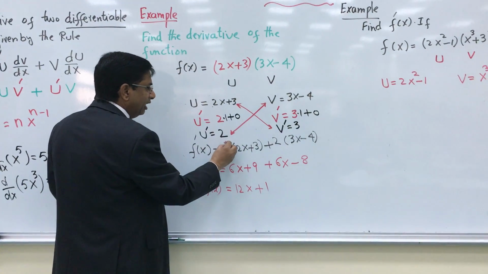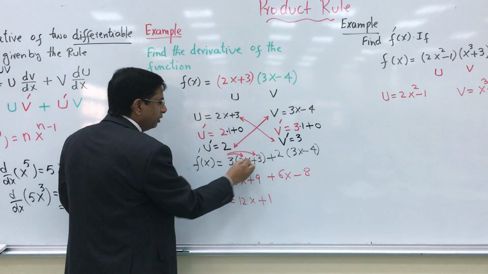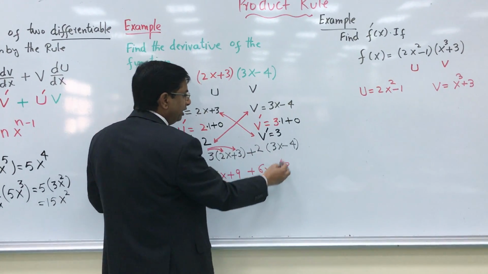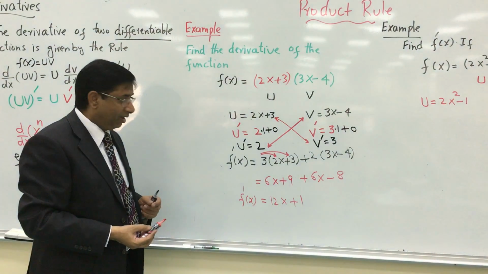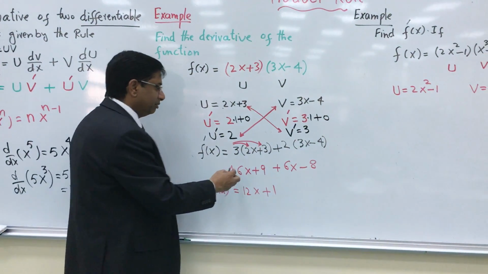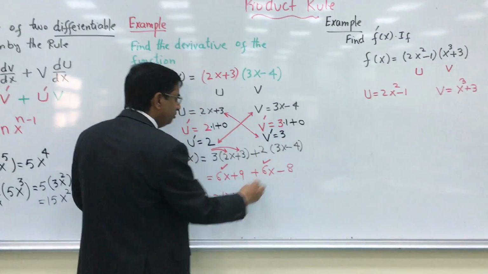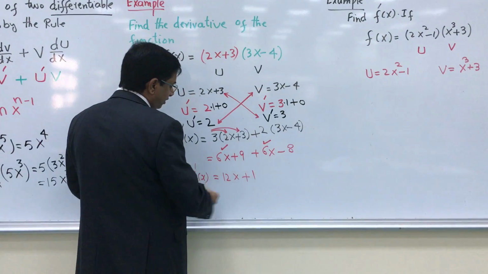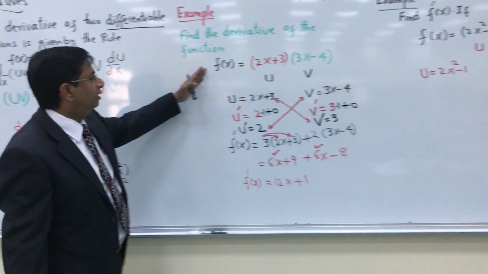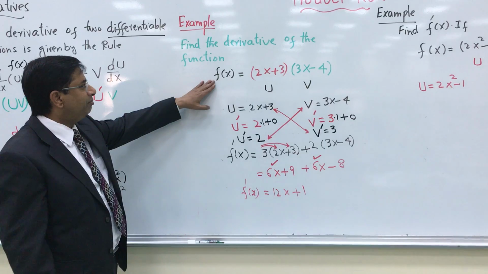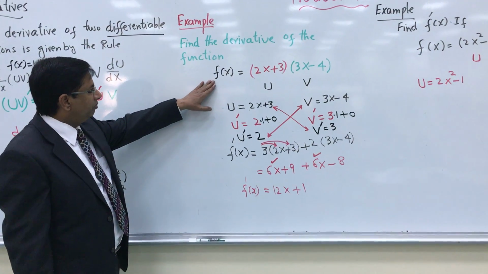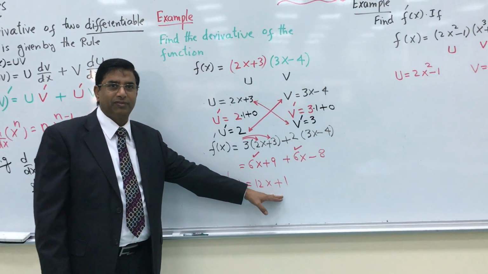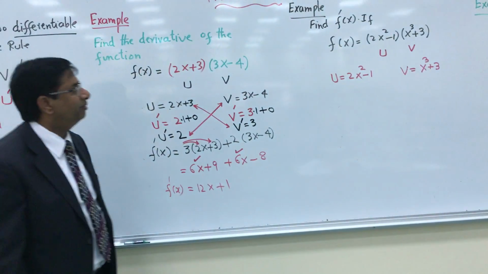Now we simplify by distributing. This is 6x plus 9 plus 6x minus 8. After simplification, like terms are added: 6x plus 6x is 12x, and 9 minus 8 is plus 1. So this is our final answer: f prime of x is 12x plus 1. Let's try another example.